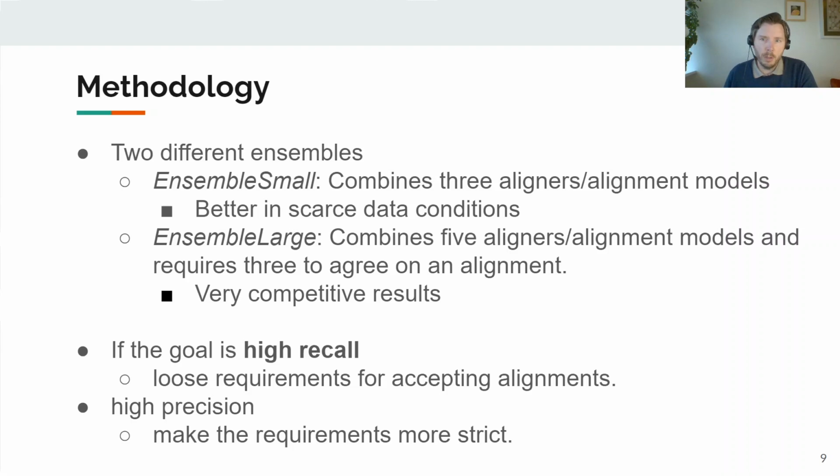For example, if you loosen the requirements for ensemble large and accept a union of all alignment suggestions, the recall reached over 99%, but at the cost of precision, of course, which went below 80%. And the same applies in the other direction. If you want very high precision, it can be raised at the cost of recall by demanding more aligners to agree. And we managed to reach over 98% precision when demanding that 4 of the 5 aligners agreed. But both of these methods are detrimental to the F1 score. And in the paper, we only report on the results giving the highest F-score.